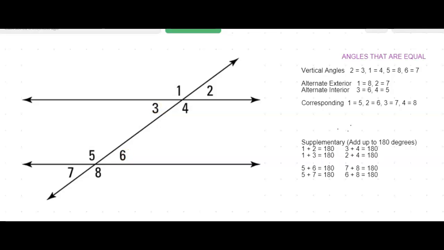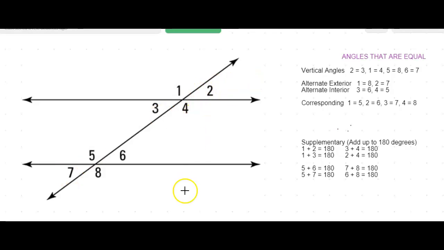So now alternate exterior, our exterior angles here are 1 and 2, 7 and 8. So by the same definition, 1 and 8 are on opposite sides of this transversal. So 1 and 8 are equal to each other. I have that over here. And 2 and 7 are equal. 2 and 7 are equal to each other because they're on the outside of the parallel lines and they're on the opposite sides of the transversal.